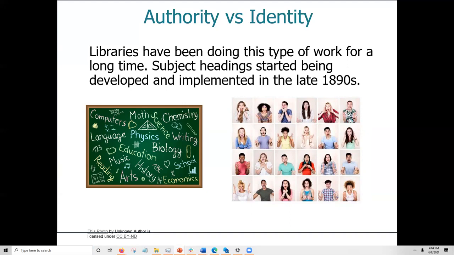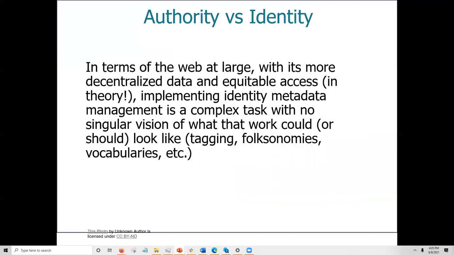So, we have really been doing this work for an incredibly long time. Subject headings started being developed and implemented in the late 1890s. Dewey was the first, LC came later, but it's been around for a very long time. So subjects really came first in terms of creating authoritative resources and then being able to reference those authoritative resources.